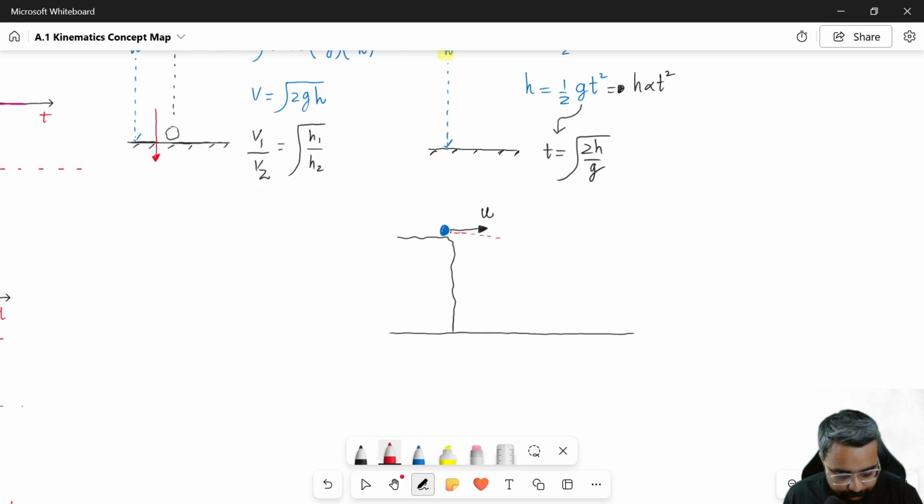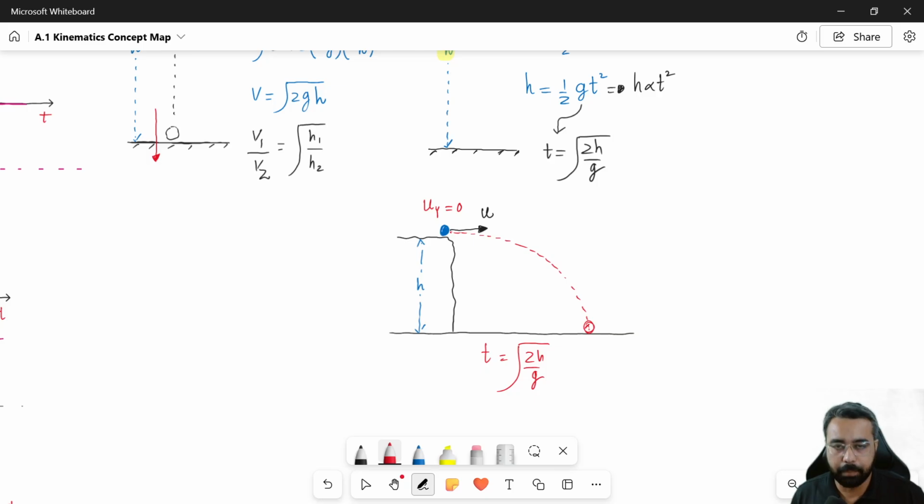Now you see that we have kicked the ball horizontally, so its initial vertical velocity is 0. This is a condition, right? I'm not talking about the general projectile motion, I'm talking about only this horizontal projectile motion. If the height of this cliff is h, then how much time will the ball take to reach the ground, if you want to find it, you can absolutely apply this equation, it will perfectly work.